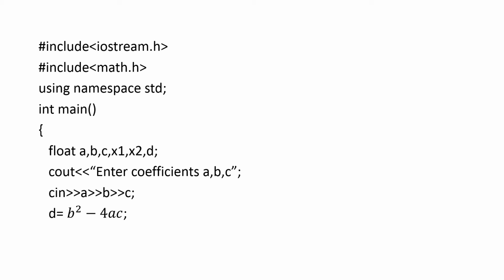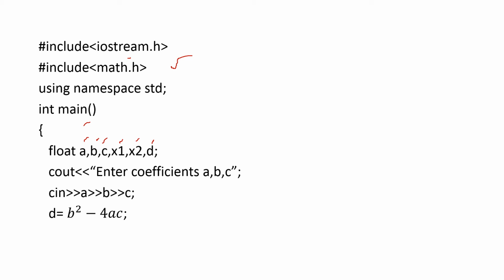Hash include iostream.h. Hash include math.h, one more header file, because in this program, for finding the square root, the function sqrt is used from the library. That is why math.h. All the mathematics-related functions will be attached with this program. And using namespace std, int main. Here the coefficients we are supposed to give in decimal, that is float. So naturally the roots will be decimal, and the discriminant is also marked as decimal, float.